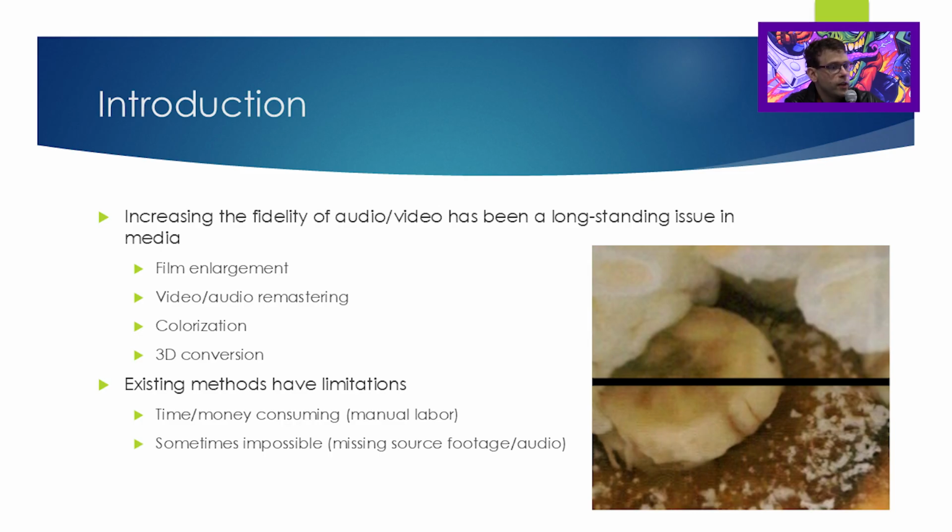So in the film world, they have to enlarge the picture. There's also video and audio remastering, colorization, and 3D conversion. Not things we worry about too much with video games, but you have some existing methods potentially. With like a TV show, you can see if you can find the original master tapes. If it was shot on film, you can use that. But sometimes you just don't have that.